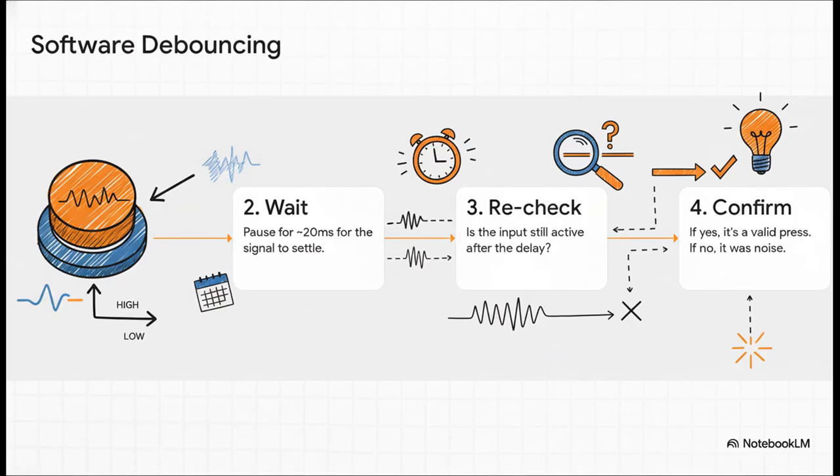Luckily, there's a really elegant solution, and we can do it right in our software. The logic is super simple. When your code first sees that button get pressed, it goes from high to low, you just wait. Don't do anything yet. Just pause for a tiny moment, maybe 20 milliseconds, just long enough for all that bouncing to settle down. Then you check the pin again. If it's still low, now you know that was a real press, not just some random noise.